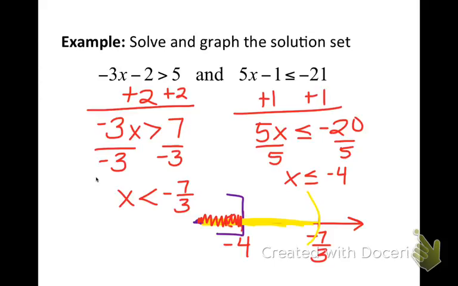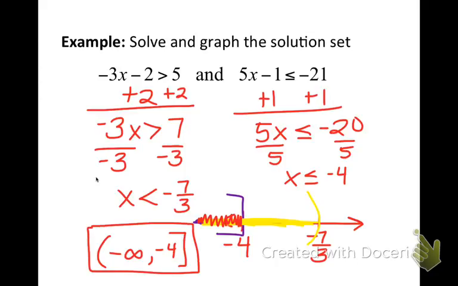So what's that going to look like in interval notation, Carrie? A parenthesis, negative infinity, comma, negative 4 bracket. Good, perfect. That's why that graph is crucial, because you would have probably looked at this and said, just put negative 4 bracket, comma, negative 7/3 parenthesis, and be done.